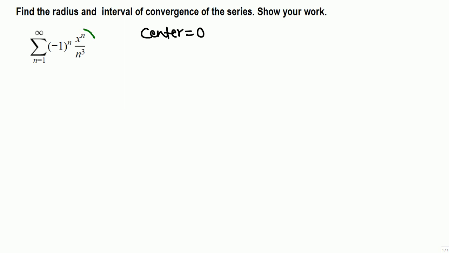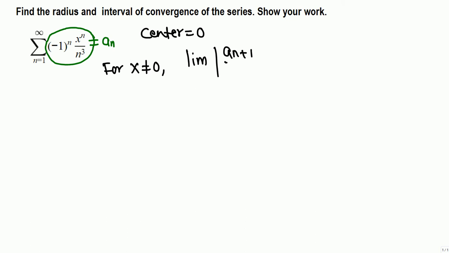We always name this general term as a_n. For x not equal to 0, because we already know that for x equals 0, which is the center, it converges, let's find the limit of the ratio of a_(n+1) over a_n when n goes to infinity.